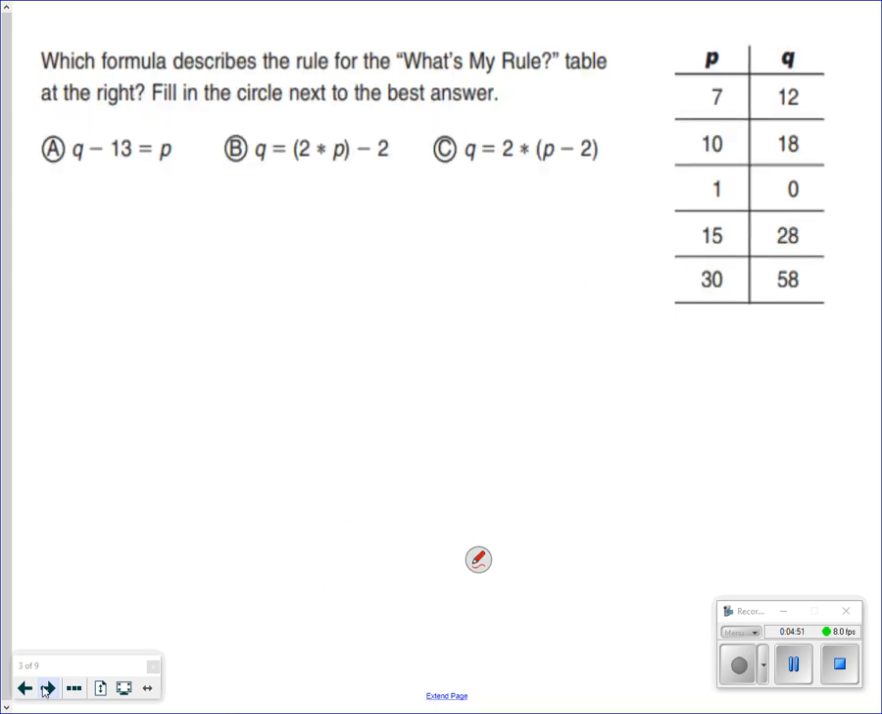Here's another one. Which formula works? Let's take a look at this one over here. Q minus 13. So let's take a look at this first one. Q is 12. So 12 minus 13 equals P, which is 7. Well, 12 minus 13 equals negative 1. So you automatically know that's not right. Let's move on to this one.